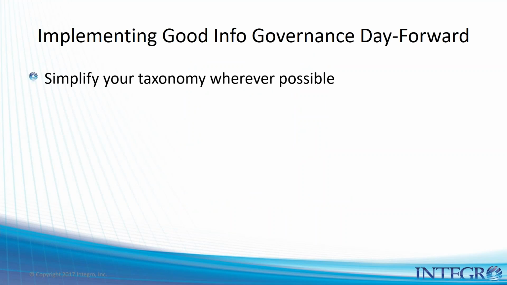A lot of you are probably already practicing these, but simplify your taxonomy wherever possible. We see a lot of companies trying to reduce the number of categories in their records retention schedule, doing away with event-based retention where possible. And this makes it a lot easier to administer and actually do disposition of content. And it also makes it a lot easier for end users. If they have to choose from fewer, bigger bucket categories, they're more likely to adhere to the policy.